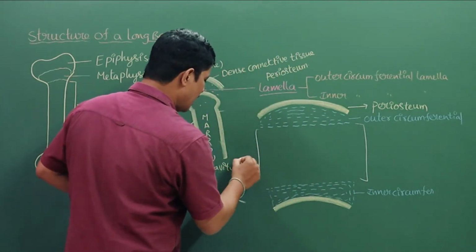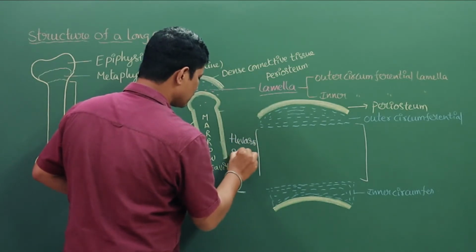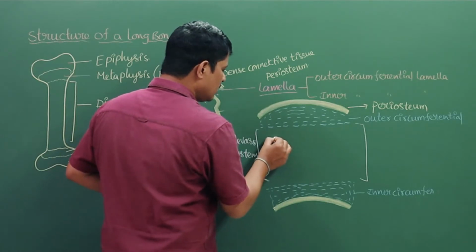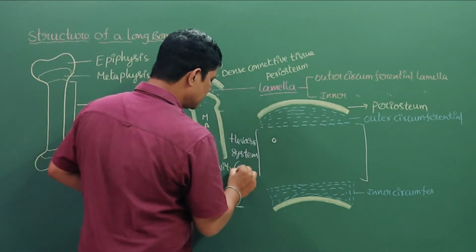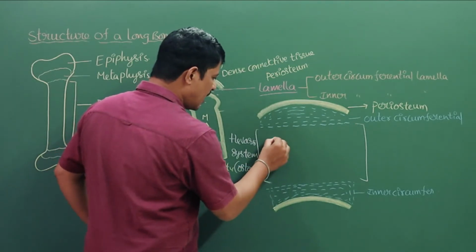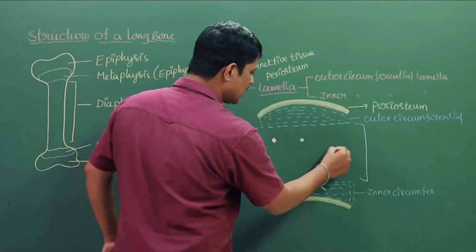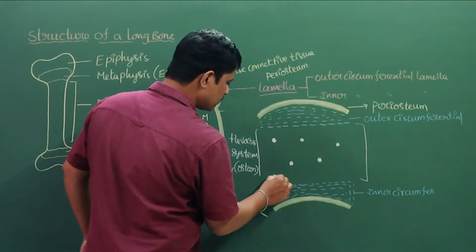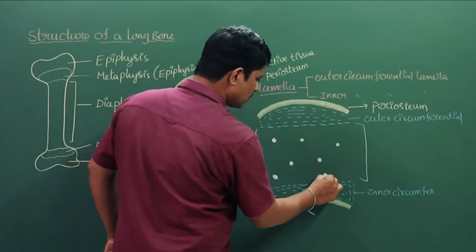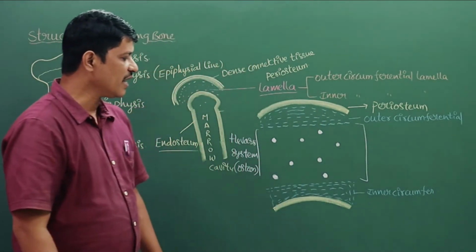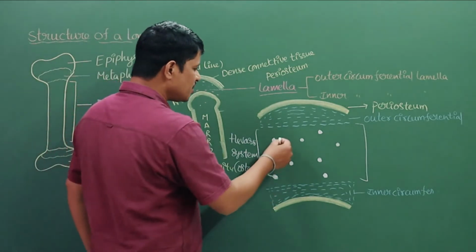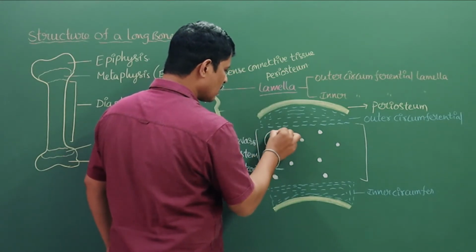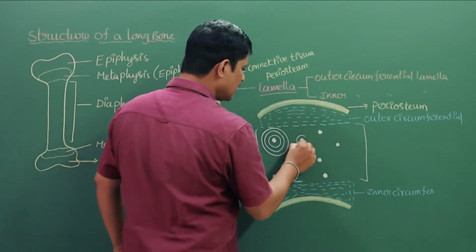This is the part of the Haversian system. In this Haversian system, it contains Haversian canals. This is Haversian canals. Haversian canals are present here. These Haversian canals are surrounded by canaliculi.